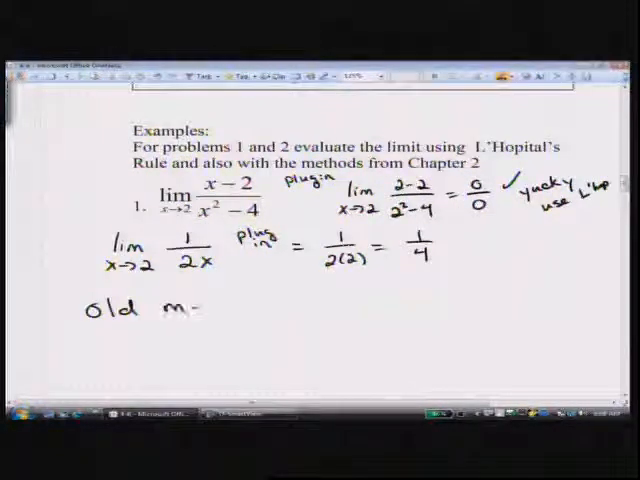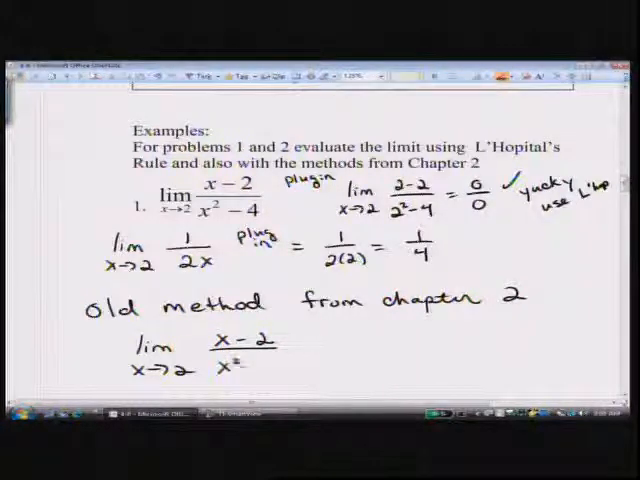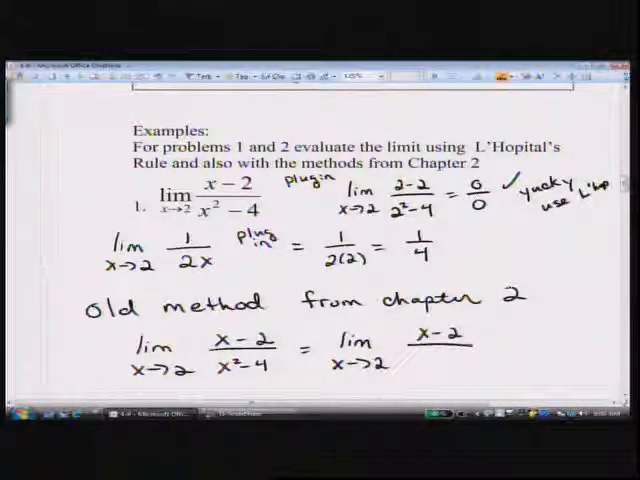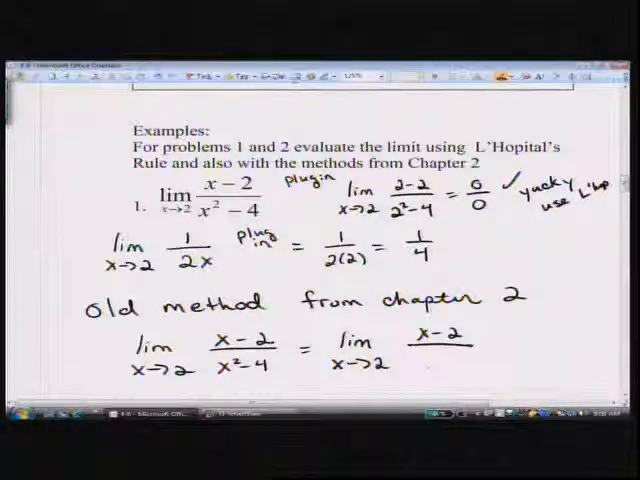Old method from Chapter 2. Does anybody remember? What was the method that we used in Chapter 2 to handle this problem? Come on. It's screaming to someone. What is it? What do we do in Chapter 2? What do you want to do with x squared minus 4? Like if you were hanging out with x squared minus 4, what would you want to do to it?